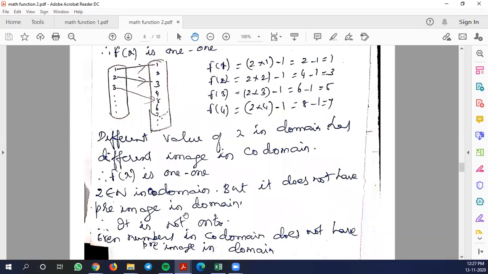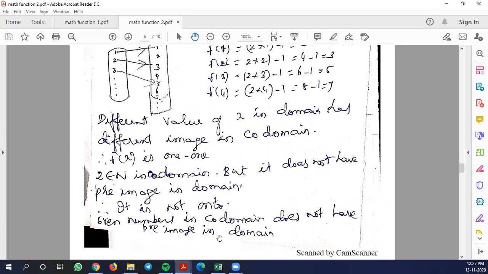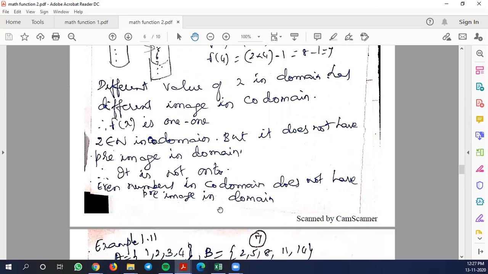If it is onto, it means every element in the codomain has an image in the domain. But here 2 does not. 2 is in the codomain, but it does not have a pre-image in the domain. Therefore, it is not onto. In other words, even numbers in the codomain, 2, 4, 6, do not have a pre-image in the domain. Therefore, it is not onto. But it is one-to-one, but it is not onto.